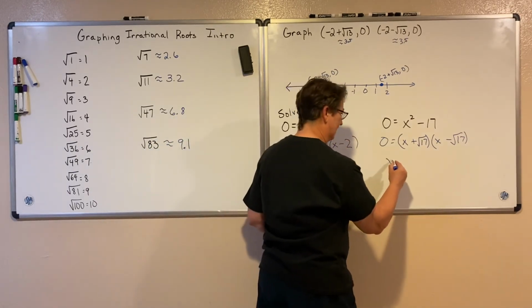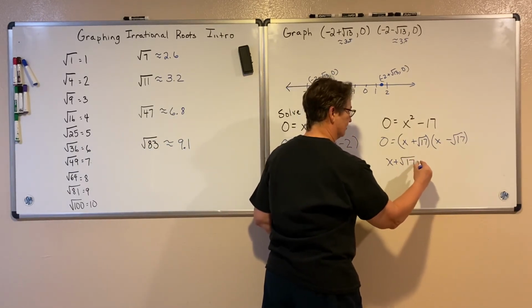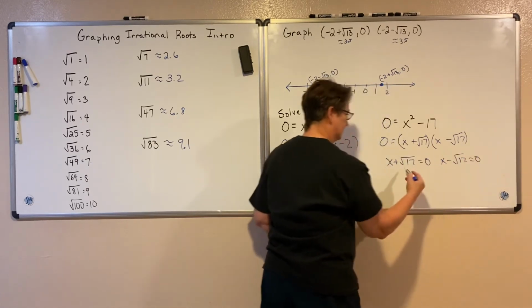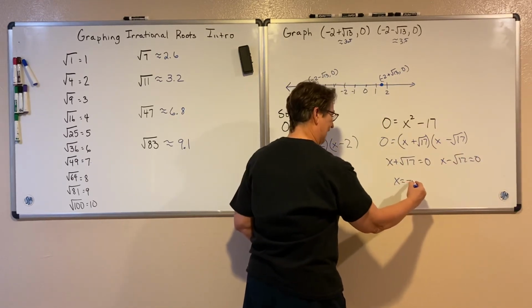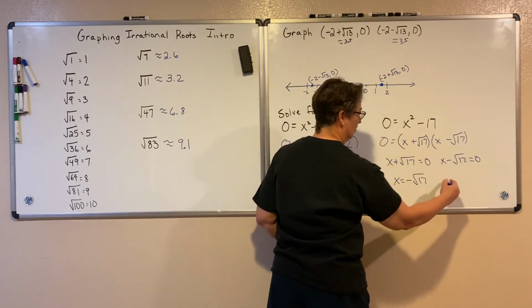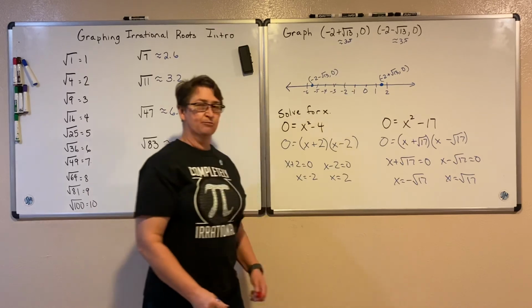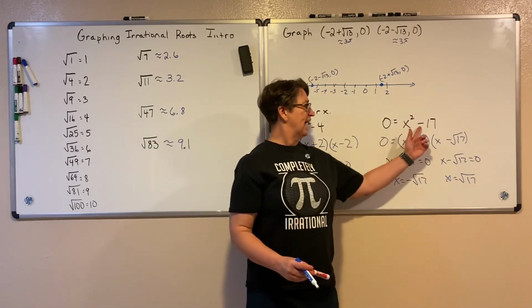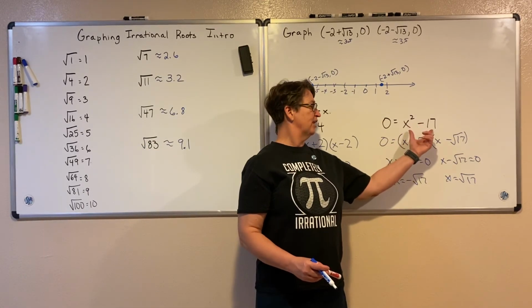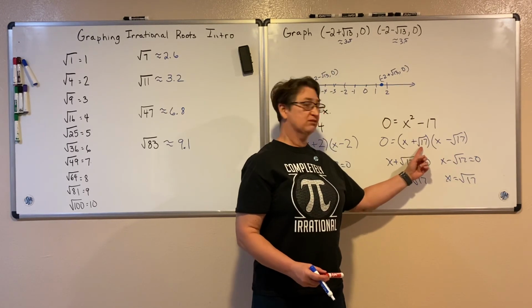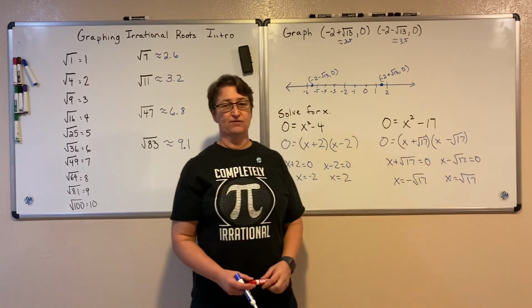Now I can set each one of those factors equal to 0 and solve, and I see that x is equal to a negative square root of 17, or x is equal to a positive square root of 17. So even though that wasn't a nice, pretty difference of squares, I can still factor it that same way by just leaving it as the square root of 17.